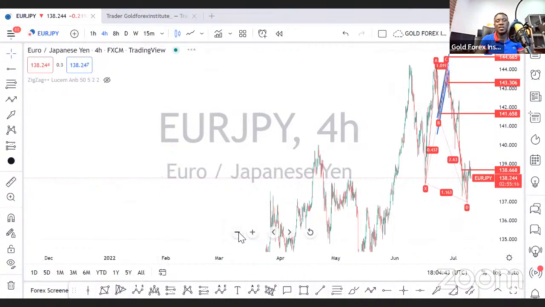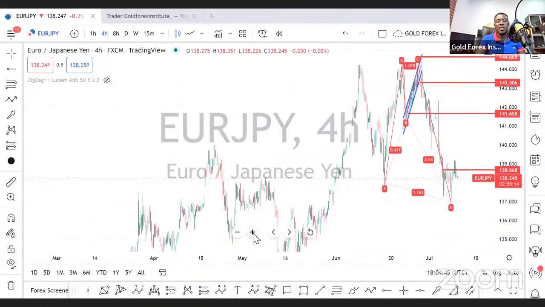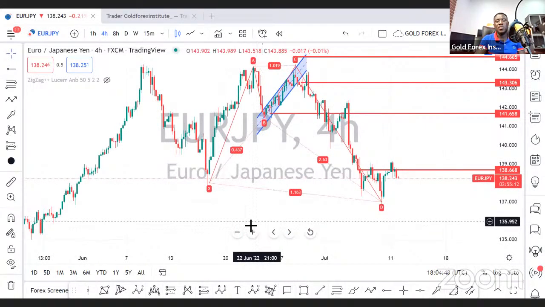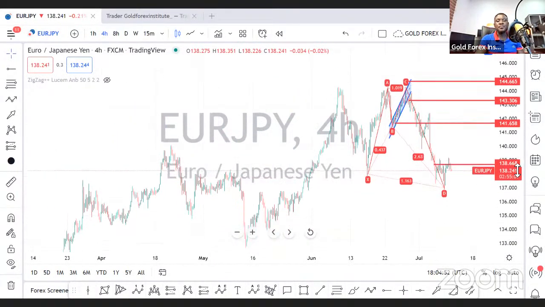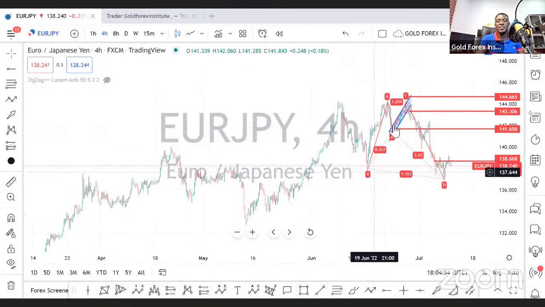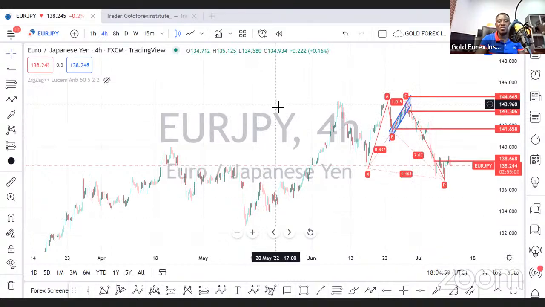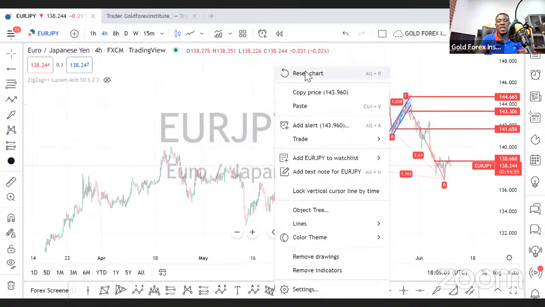Okay. You know, there is a bigger pattern here, right? There is a bigger pattern here, right? But I'm looking at the immediate one. The immediate one has completed. Let me see whether it has completed.